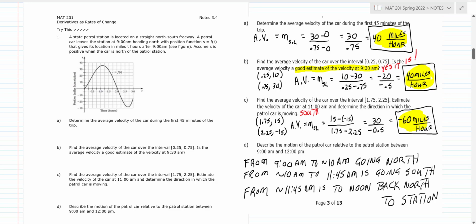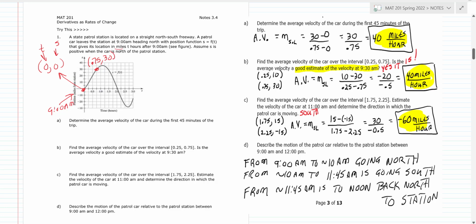So basically, this says that you leave the station at 9 a.m. That point right there is 9 a.m., and that's when the time is 0 and you have a 0 displacement. So that's your time, and this is your displacement S. You're determining the average velocity for the first 45 minutes. These things go by 0.25s, so that would be half an hour, and this would be 0.75 right there. That's a point that has a time of 0.75 and a displacement of 30 miles.